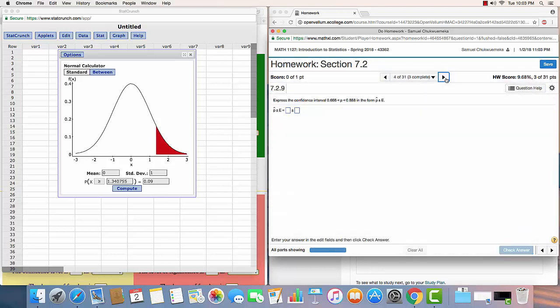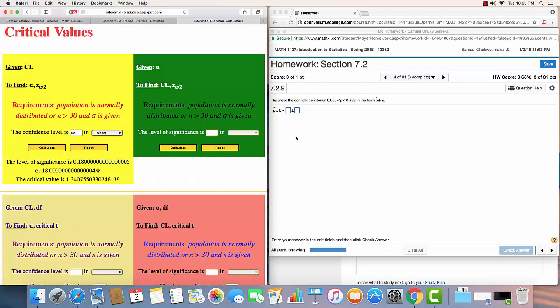Question 4, my turn. My calculator. Question 4 says, express the confidence interval in this form. They gave us the lower confidence limit and the upper confidence limit.